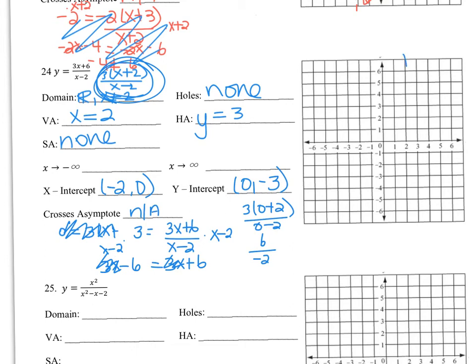So go to x, vertical asymptote at 2, horizontal asymptote at 3.